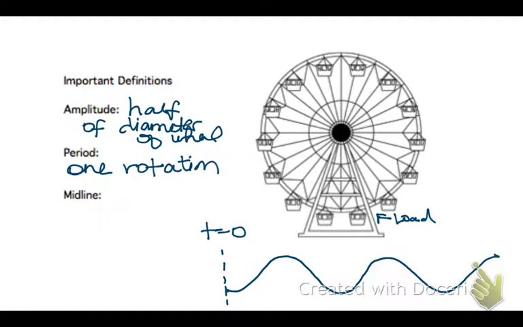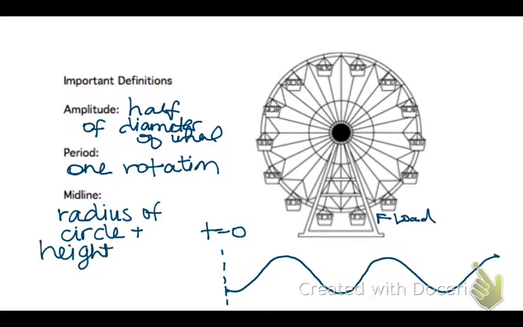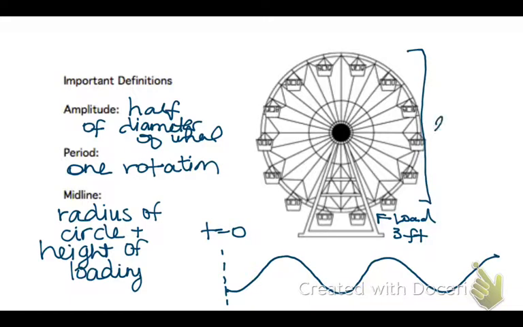And then your midline is going to be equal to the radius of the circle or the Ferris wheel plus the height of the loading platform. So if I'm loading at 3 feet off of the ground, and this Ferris wheel is 20 meters tall, that means that at peak height, I'm going to be at 23 feet, and the lowest is going to be at 3 feet, which gives me the total distance between those as 20 feet.